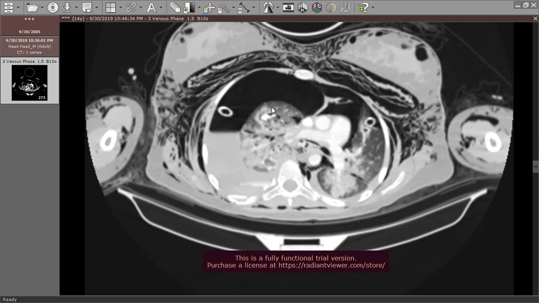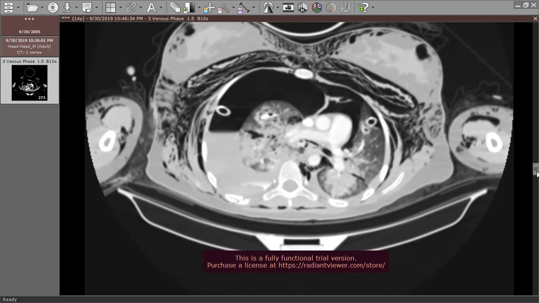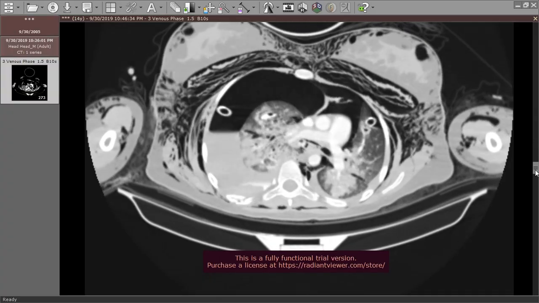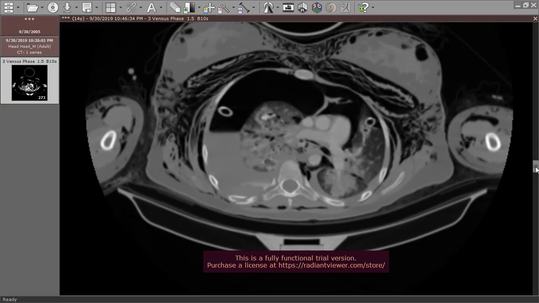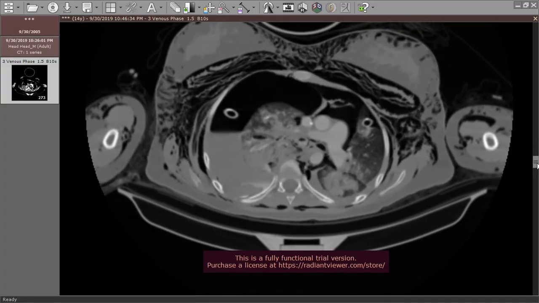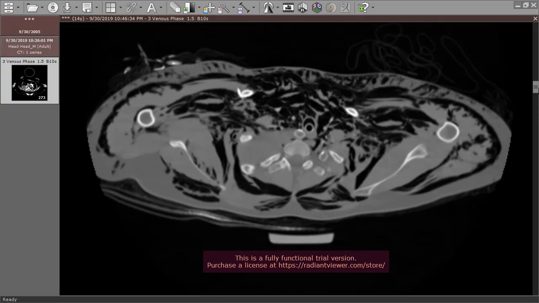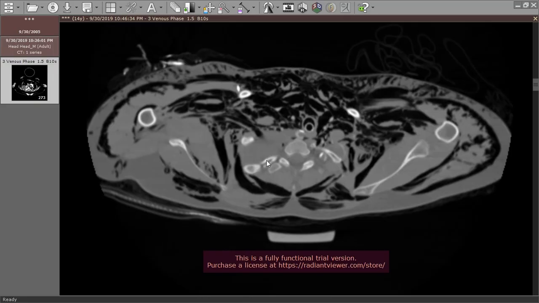Those tracking or branching lucencies not connected to the bronchi represent lung lacerations. Fractured ribs are obvious. Classic case of trauma.